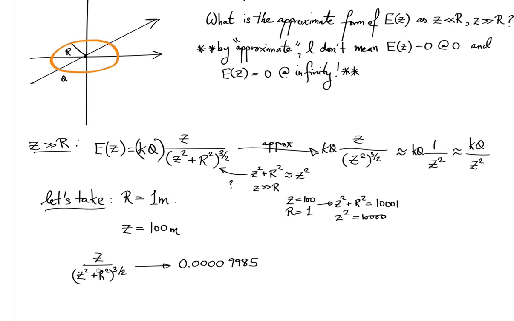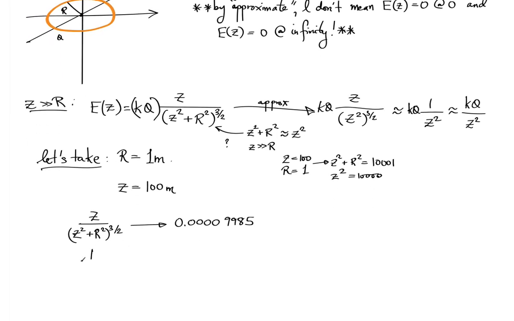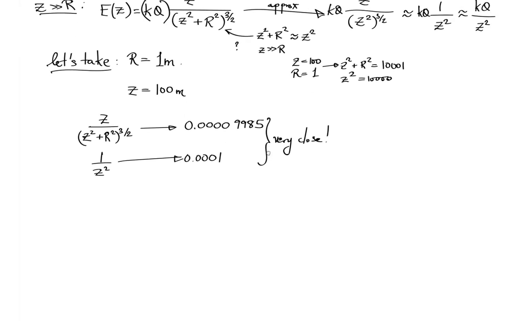And the approximate expression, which is basically 1 over z squared, would give me 0.0001. So basically these are very, very close, accurate to within better than 1%. And of course, if I went to z even bigger, like 1,000 meters, this would get even closer. So you can see that this is a really good approximation. What I usually like to do is punch in numbers just to make sure that I've done the calculation right.